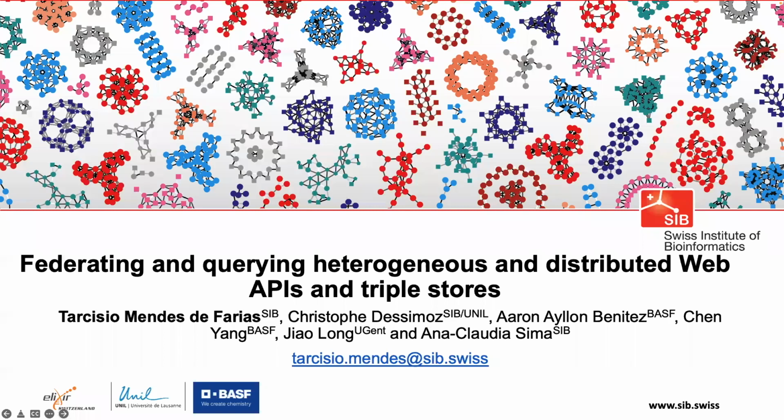I'm Tarcisio. I'm from the Swiss Institute of Bioinformatics. I'm here today to talk about our work federating and querying heterogeneous and distributed web APIs and triple stores. This work was done in collaboration with the BASF company. It's a lead company in the crop protection industry.